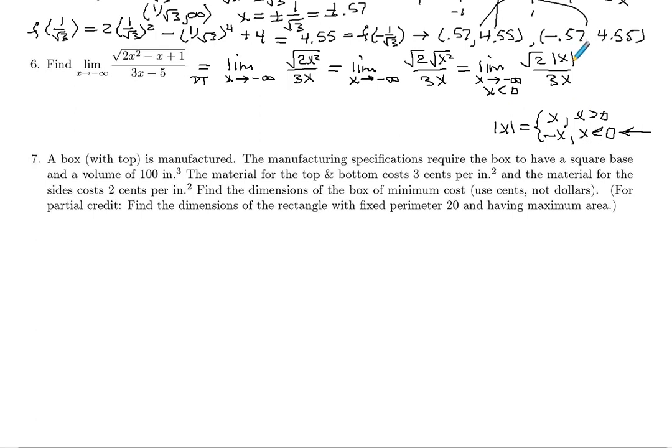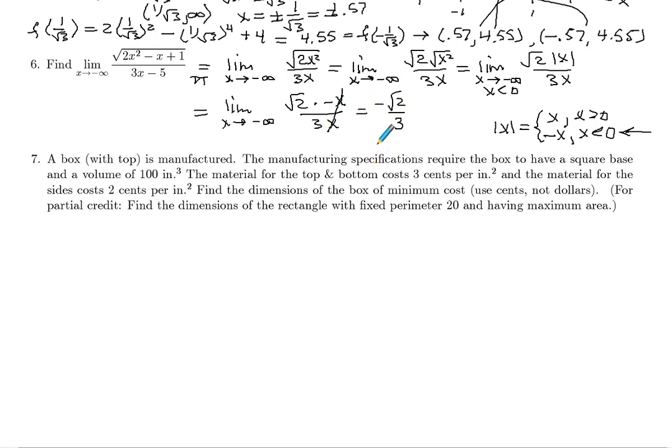So since our x is less than 0, absolute value is always positive. That means that negative x is going to be greater than 0. So this is the limit as x goes to -infinity, and we'll have root 2 times negative x over 3x. And now x over x is 1. Those cancel. I've still got a -1 left there. So -1 times root 2 is negative root 2, divided by 3.